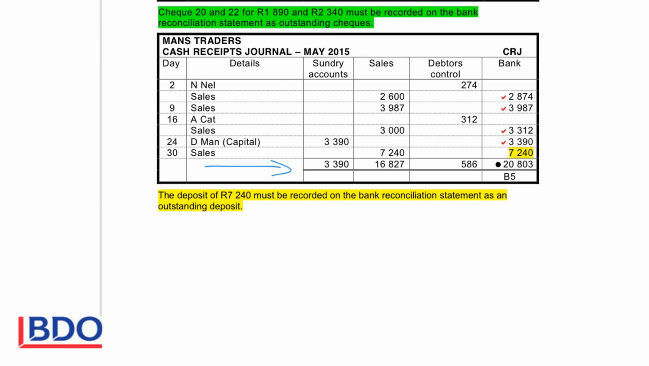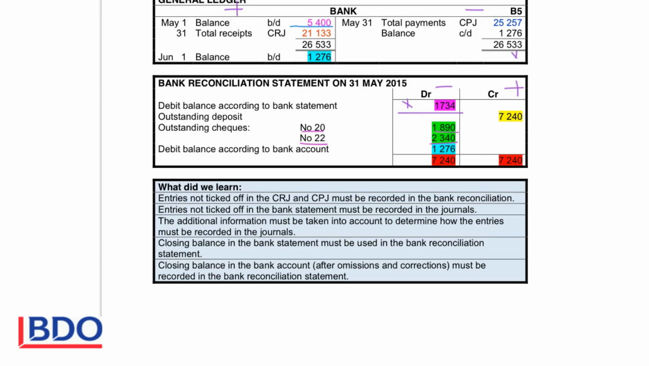In the cash receipts journal, there's one entry that was not ticked, and that was a deposit that we made at the end of the month. So we have to show this 7240 in the bank reconciliation because the bank will only record it in the next month, and when they record it, they will show it on the credit side. On the bank reconciliation statement, I will show that there's an outstanding deposit, and I will record it on the credit side because in the bank's books, we will credit it to show that the money in the bank increases.